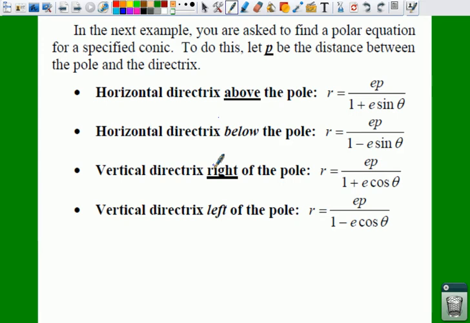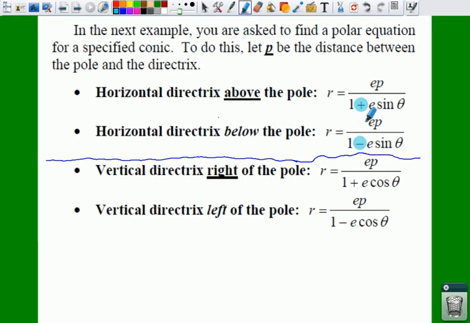In order to do this, we have to follow the general form of these equations, where you have r equals EP over 1 plus e sine of theta, or you have r equals EP over 1 minus e sine of theta. If we look at these two equations here at the top, the only difference between them is your plus and your minus.